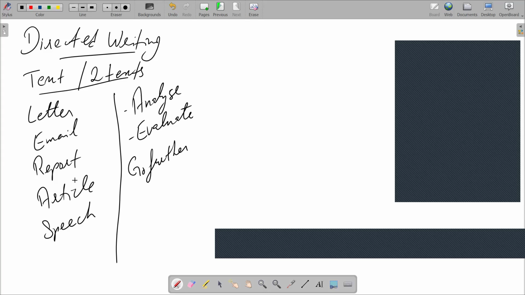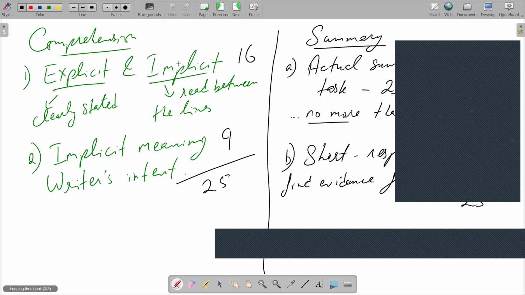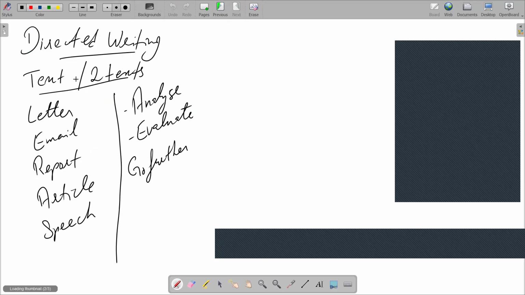Right? And again, we'll do that when we practice something from the paper. One thing I need to mention is that for the questions that are implicit, for the summary task and for the directed writing, you need to respond in your own words.